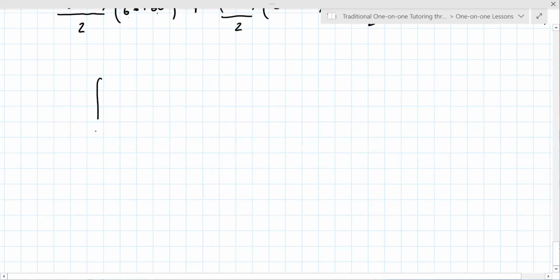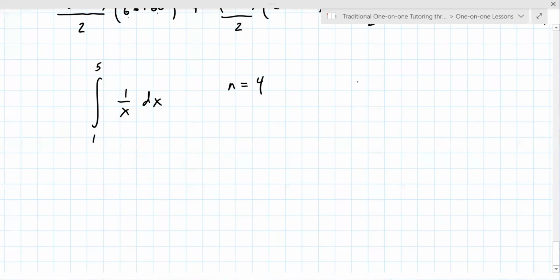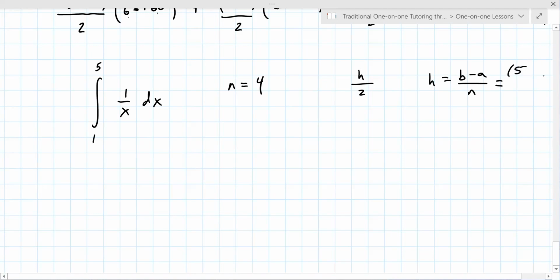So I want to find the integral of 1 over x from 1 to 5 dx and n equals 4. So I think you said it's h over 2. h is always b minus a over n. So h is in this case 5 minus 1 over 4, 4 over 4, 1. So 1/2 times.